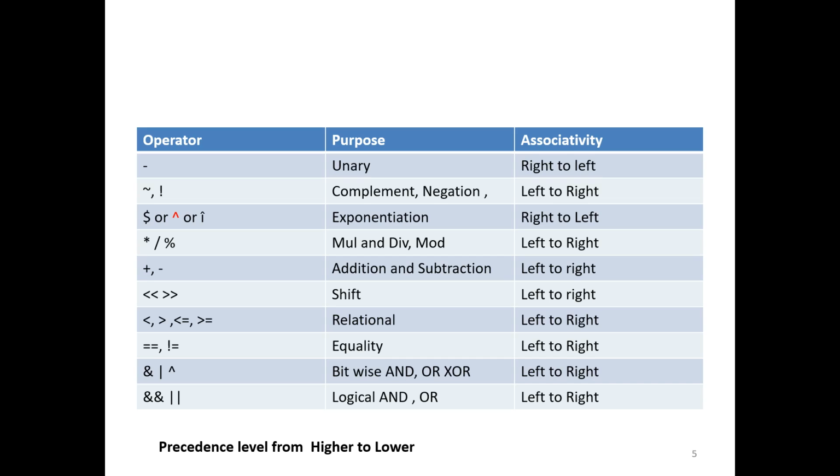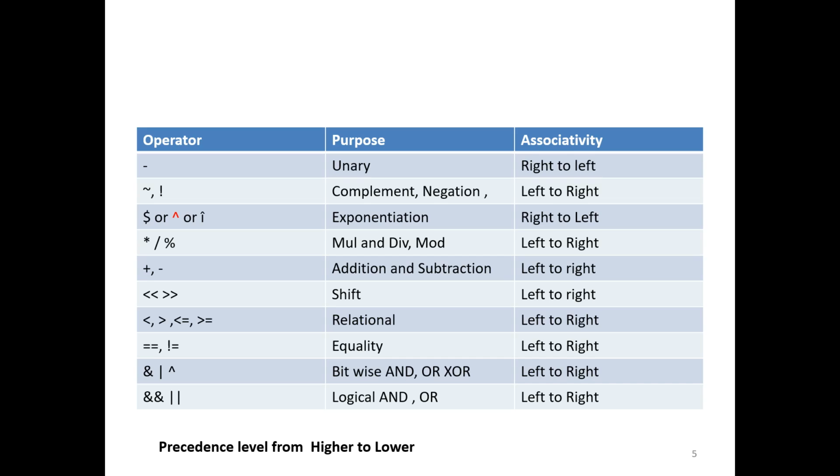A number can be raised to another number. We call that exponentiation. Exponentiation is usually represented in the mathematical expression by the caret symbol, or you can have a dollar mark or a pipe with a caret symbol. The associativity of this is from right to left. We'll see why it is right to left, while others are left to right, in the next slide with an example. Then we've got multiplication, division, and modulus. This is left to right associativity.